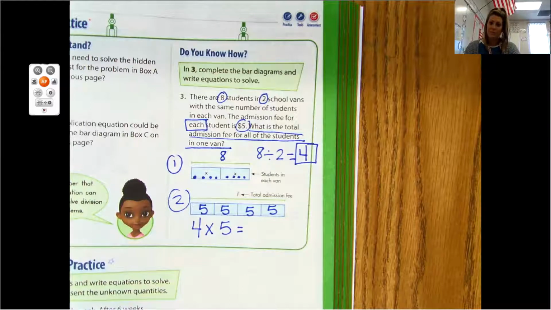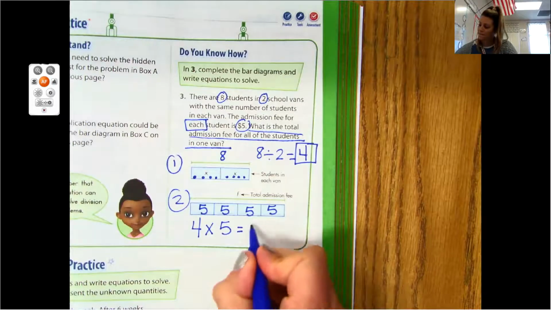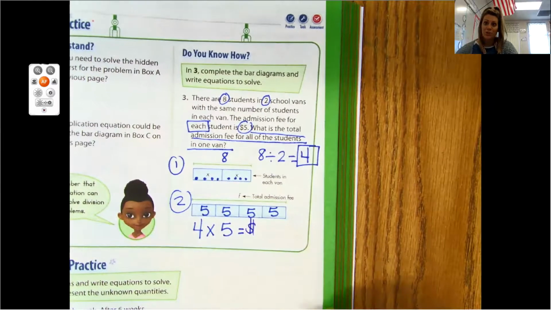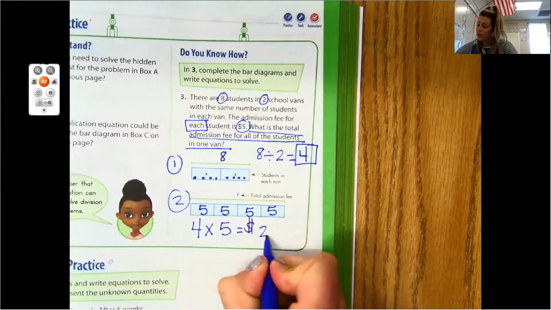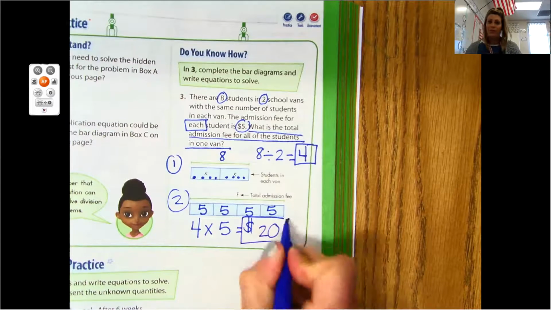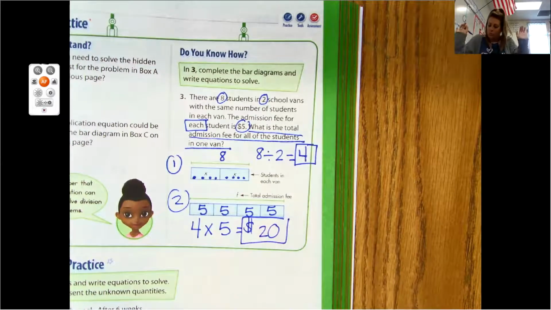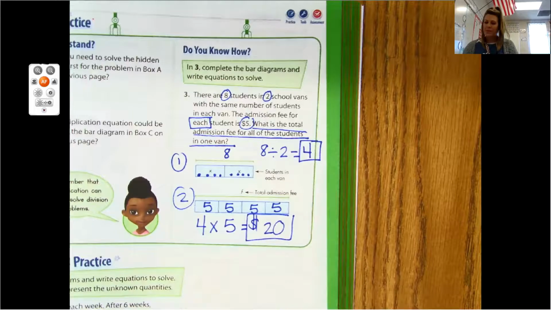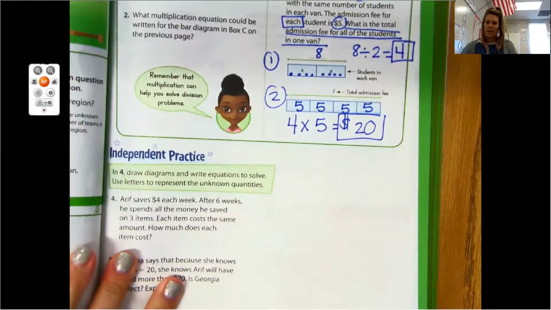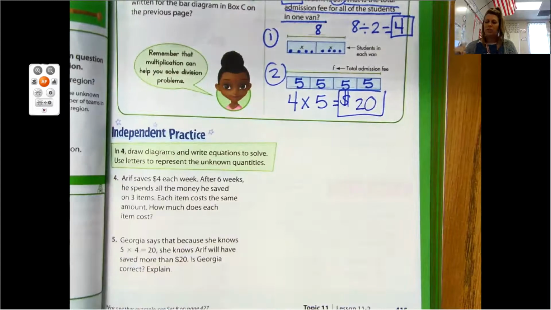What is 4 times 5? Don't forget to put your dollar sign. $20. Okay, if you got that right, kiss your brain and do the whoop whoop cheer. All right, we're going to do one more together. But this time, we're not going to do the diagram. We're going to just try to think about it and step it out, 1 and 2, okay?